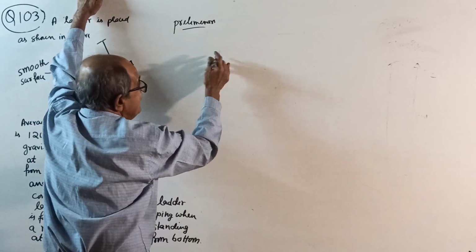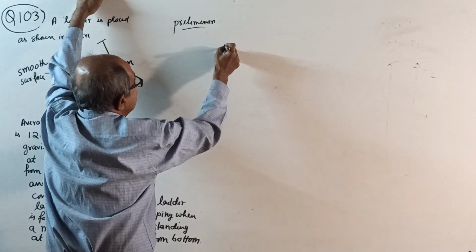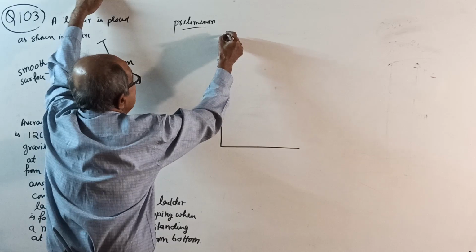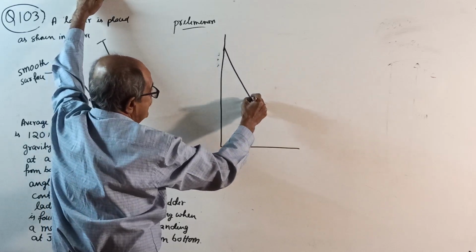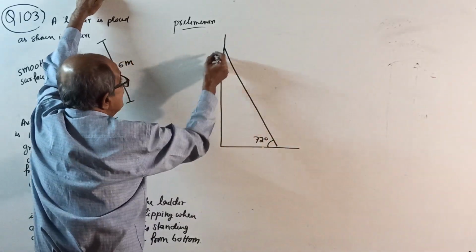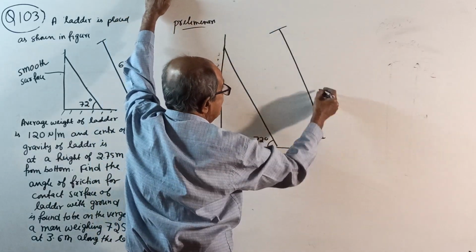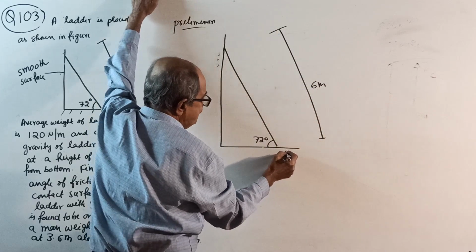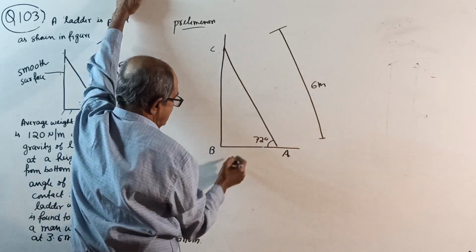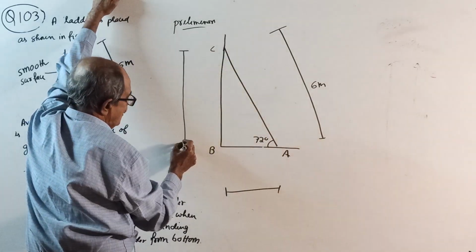By habit I was about to take it this way. Now it is this way. This is the stiff angle. No problem, scale is no problem. 72 degrees. This length is given as 6 meter. Immediately do one thing: take this as A, this as B, this as C. Immediately you calculate this length and this length, this height, all of this.